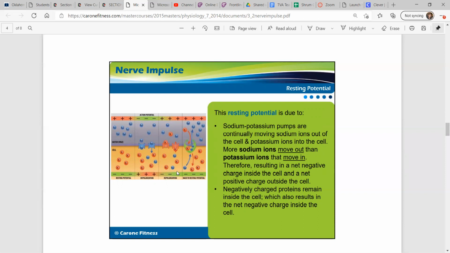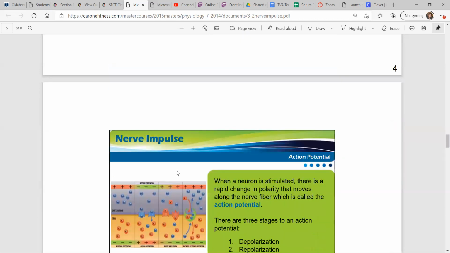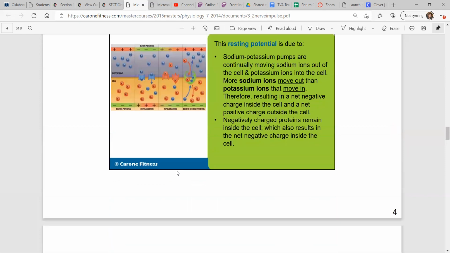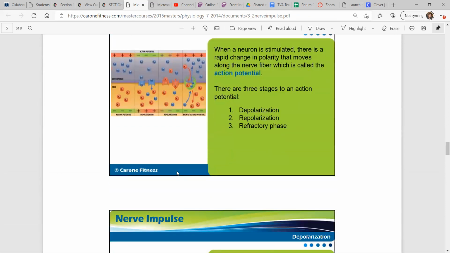So what you're saying is more positive ions are moving out, making the outside more positive than the inside. Therefore, that results in a net negative charge inside the cell. Negatively charged proteins remain inside the cell, and that also results in the net negative charge inside the cell. So think of in the cell as being negative. So in and N negative.